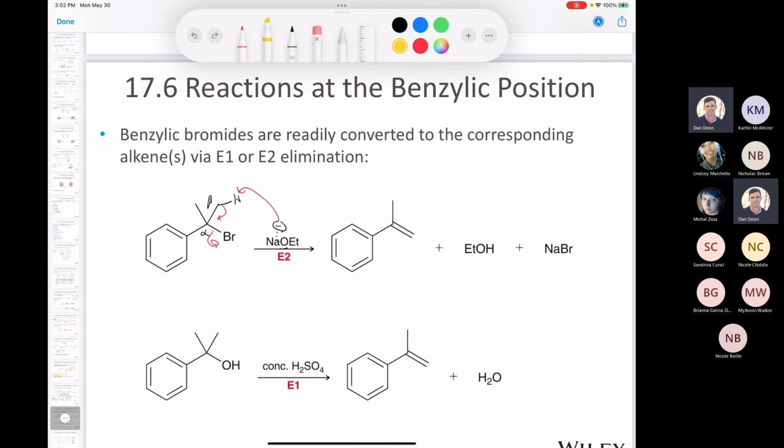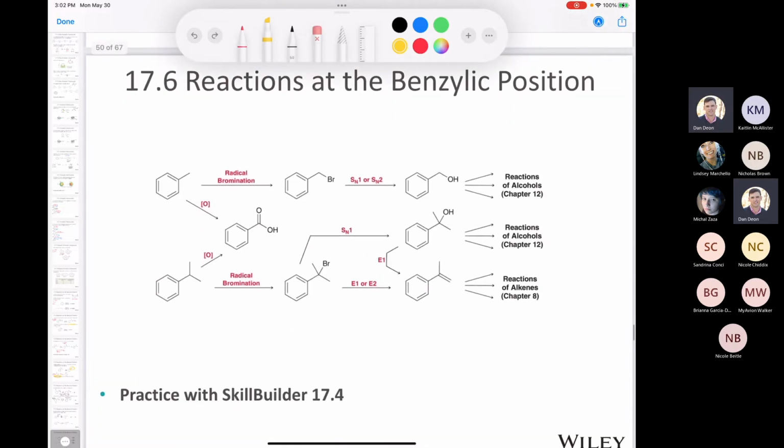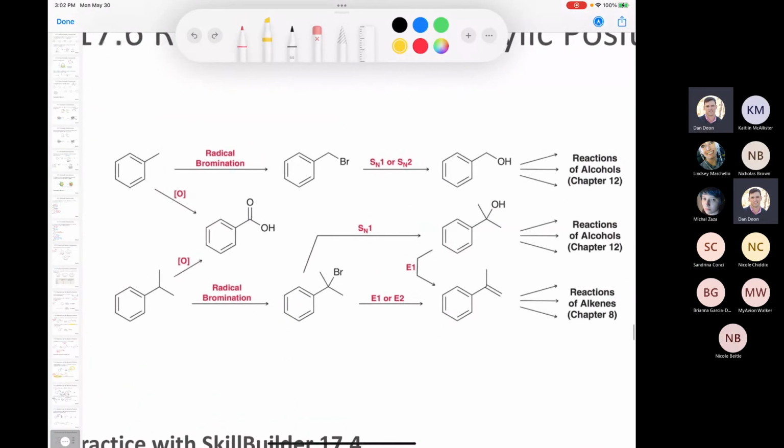Similarly, you can take benzyl alcohol and treat it with sulfuric acid and do an E1 reaction. So first you protonate this to make it a good leaving group, and it leaves. And then you end up losing a proton to make a new double bond. And so this opens up a whole bunch of new reactions.